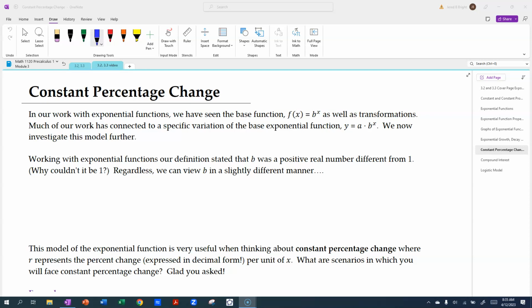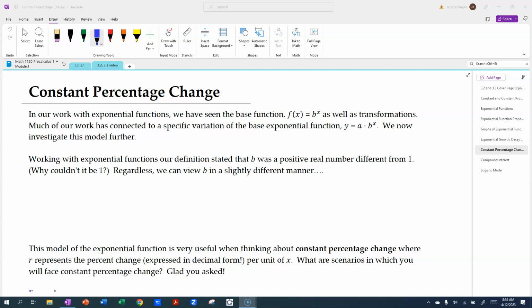The other model is really doing a vertical and a horizontal transformation, which is coming up in our future, but we want to look at this a times b to the x model a little bit more. Remember that b had to be a positive real number different from 1, because otherwise if b is 1, you just get times 1 times 1 times 1 all the time, and that doesn't change the value. It's no longer exponential.